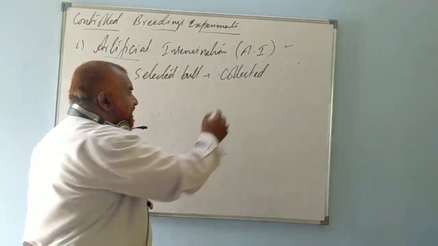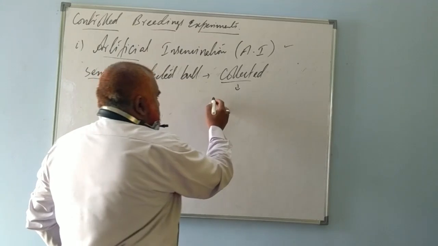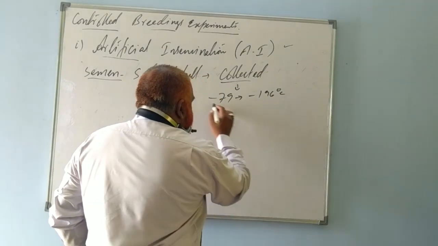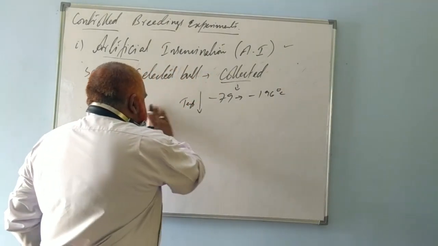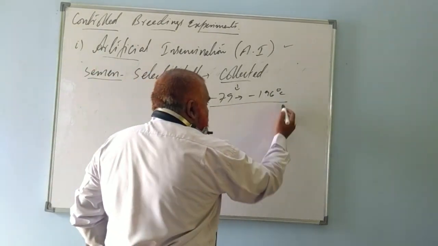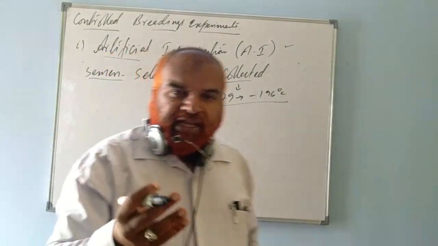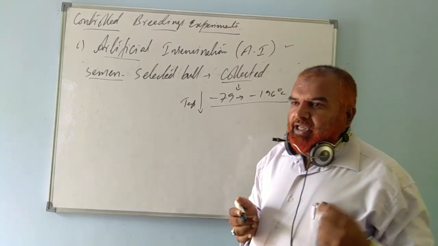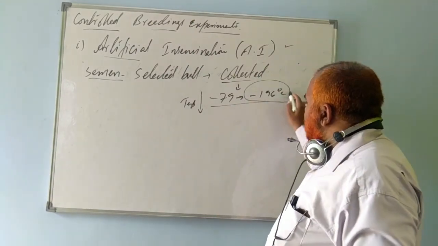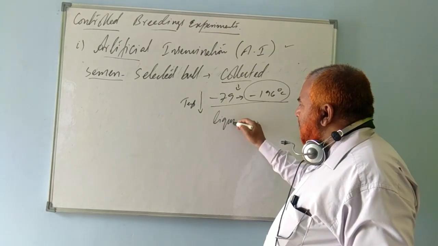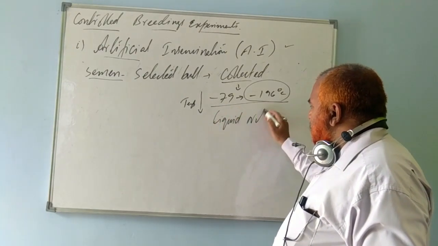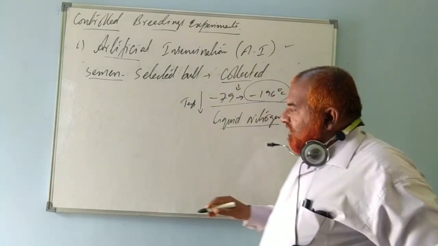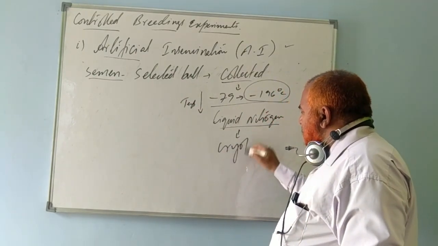That semen is collected. After collecting, it is stored from -79 to -196 degrees Celsius, a very low temperature. Such a technique of storing semen, DNA, RNA, genes, pollen grains, cells, or tissues at such a low temperature, -196, by using liquid nitrogen, is known as cryopreservation.